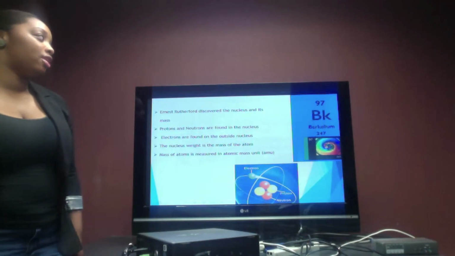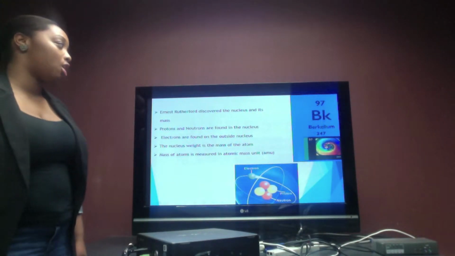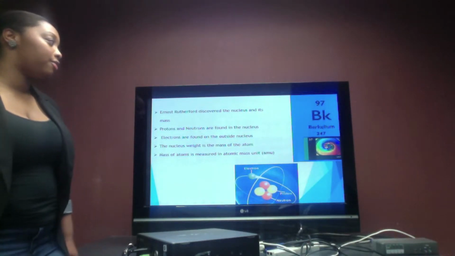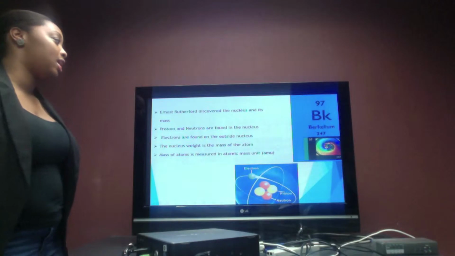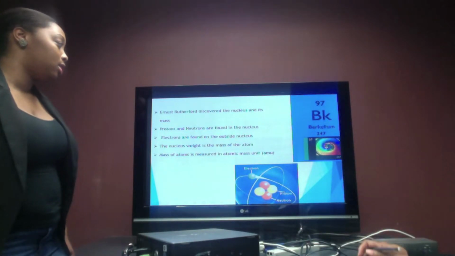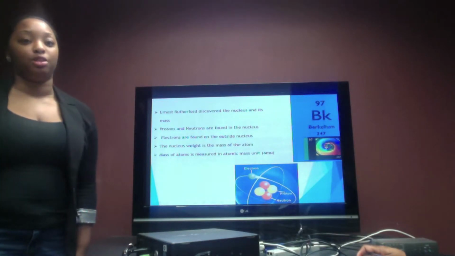Ernest Rutherford discovered the nucleus and its mass. Protons and neutrons are subatomic particles that are found in the nucleus. Electrons are found on the outside of the nucleus, and the weight of the atom consists of the nucleus. The mass of atoms is measured in atomic mass units, or AMU.